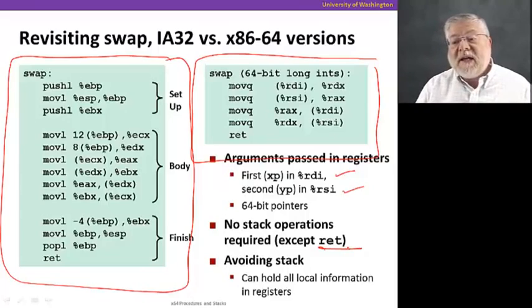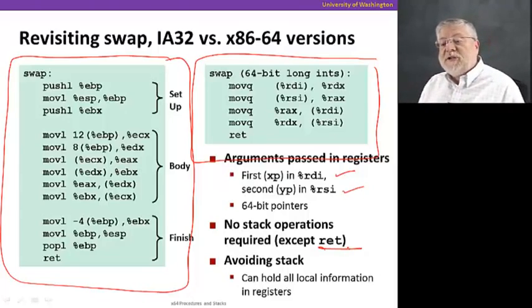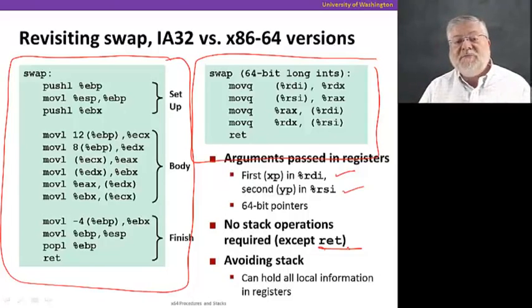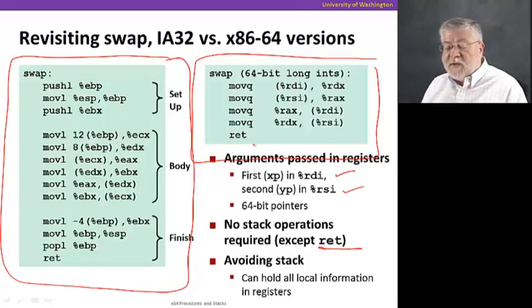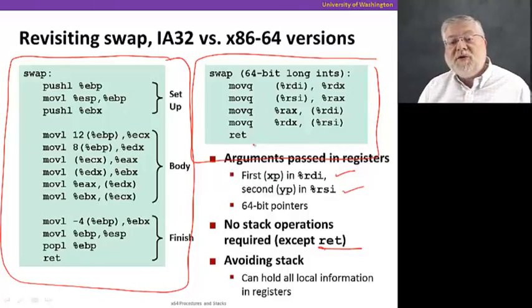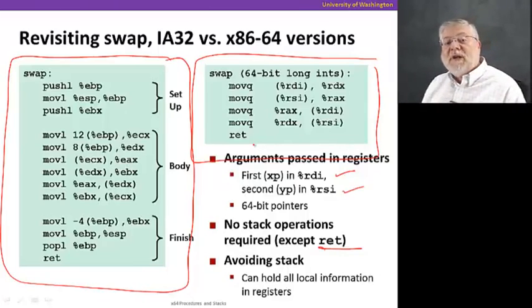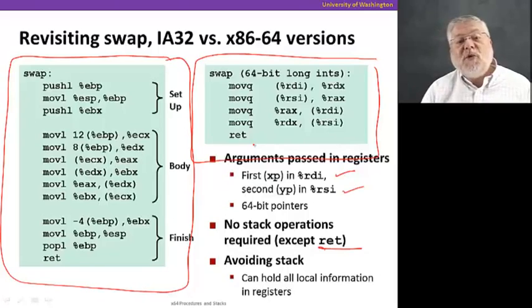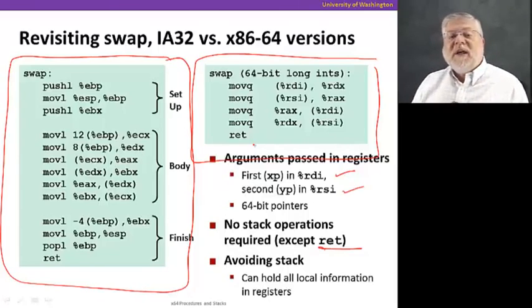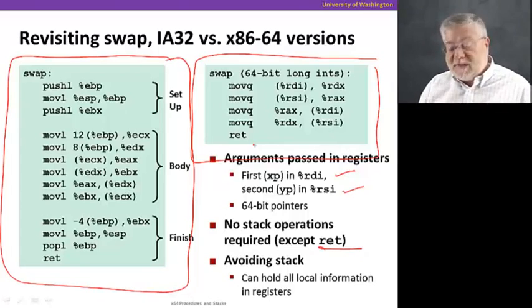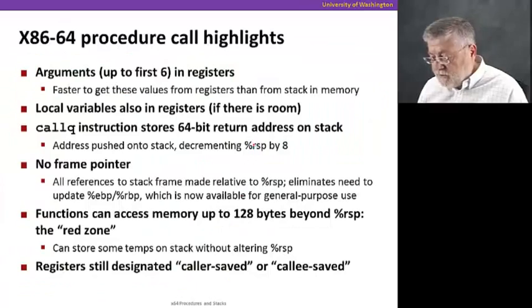That goes and gets the return address from the stack and jumps to that location when we're done. By avoiding the stack and holding all the local information in registers, we can make execution much faster. One, because we have fewer instructions, as you can see for the 64-bit version, but also because we're not going to memory. The stack is stored in memory, and that is slower to get to than the general purpose registers of the CPU. We'll learn more about that later when we talk about the memory system. But for now, suffice it to say that it's a lot faster to go to registers.